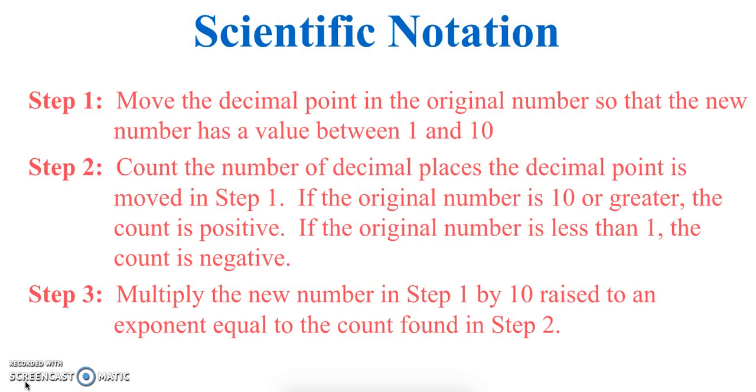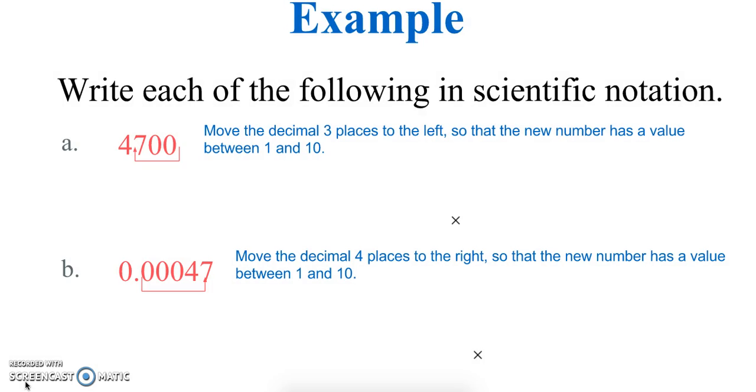Scientific notation. So when you're doing scientific notation, it's taking really big numbers or really small numbers and writing them in a simple form so you don't have a bunch of zeros. So the first one, you have to count so that your decimal has a value between 1 and 10. Okay. Then you count the number of spaces you moved, either positive or negative, and then you multiply, and everything is times 10 raised to an exponent. And this is what it looks like.